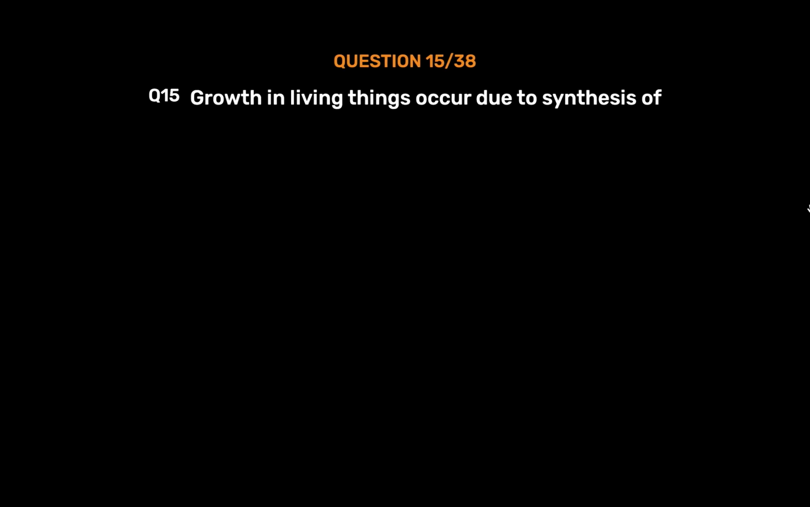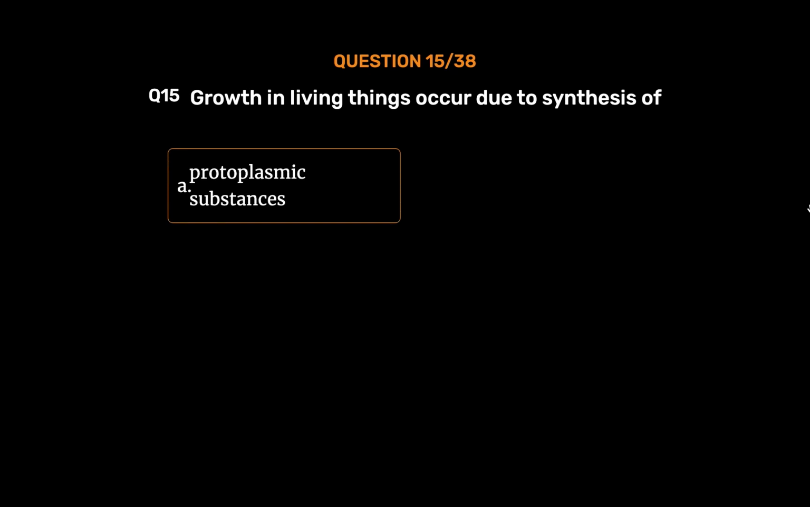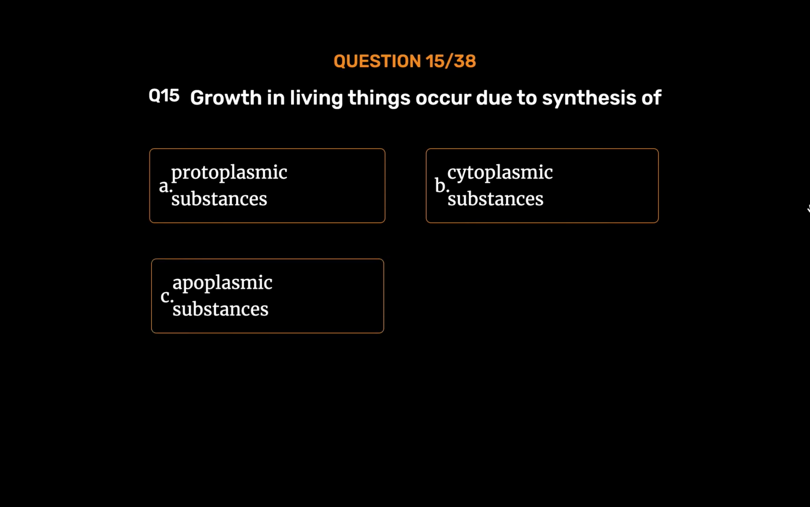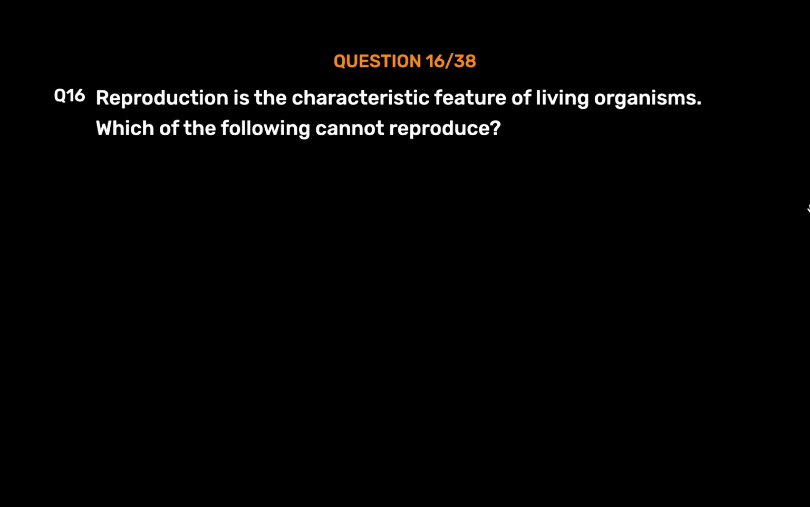Series. Question number 15. Growth in living things occur due to synthesis of Option A. Protoplasmic substances. Option B. Cytoplasmic substances. Option C. Apoplasmic substances. Option D. Both A and C. The correct answer is Option D. Both A and C.